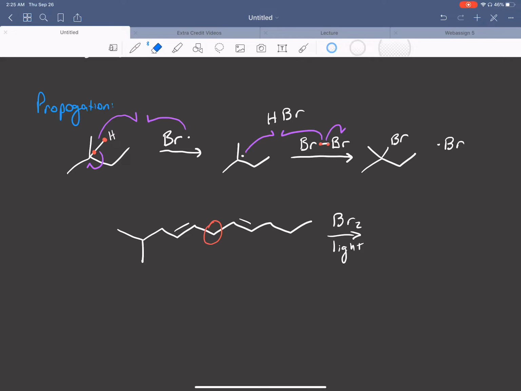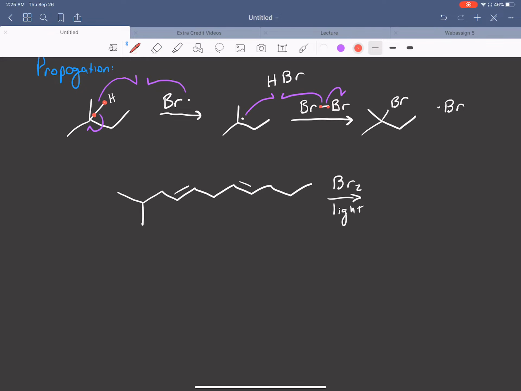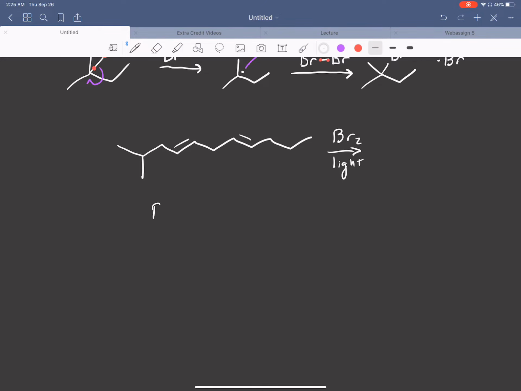Now, why would it be that carbon? Let's go through our mechanism. The initiation step is the Br2 breaking up. So we're going to draw these fishhook arrows, getting to these Br radicals. That's our initiation. And then our propagation step. Just going to erase these.